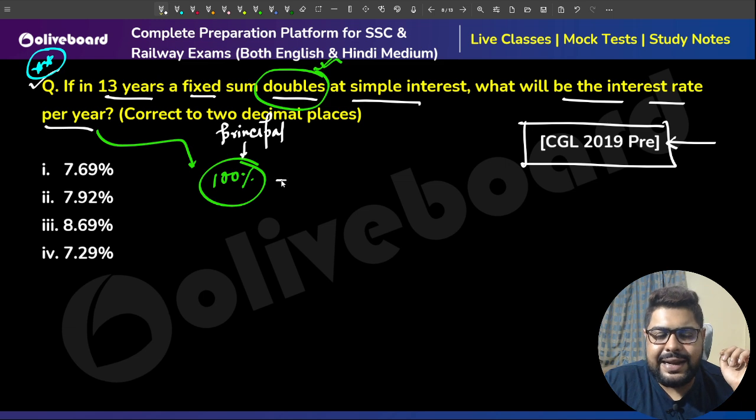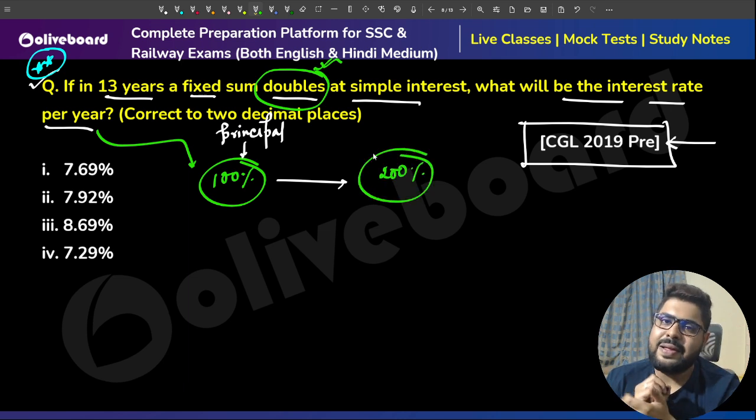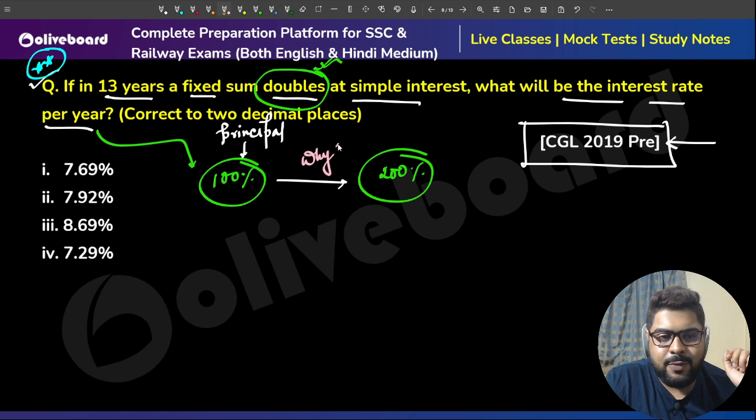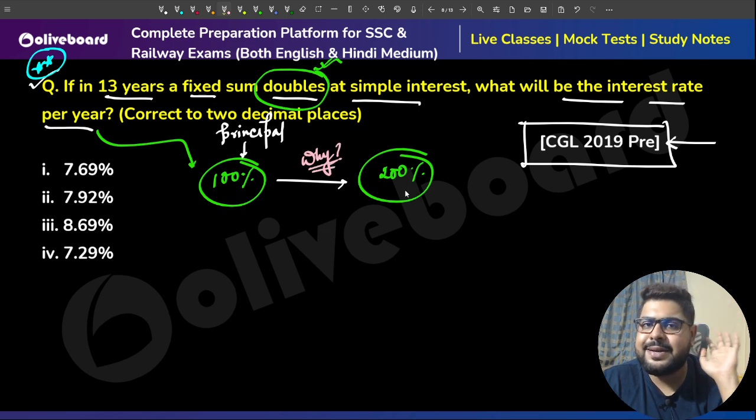That is getting double, sir. This is now becoming double, meaning it is now becoming 200%. Now ask yourself one simple question, sir, why? Double means it is 200%.